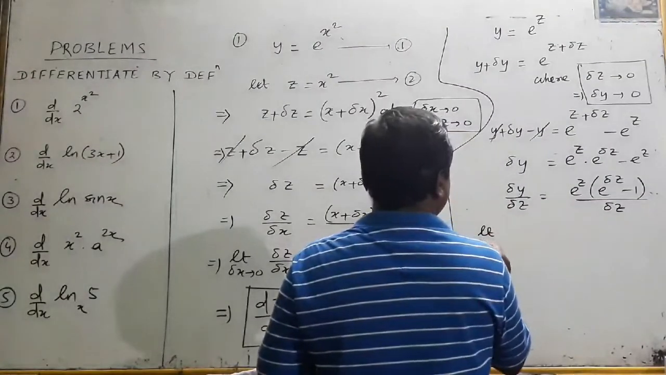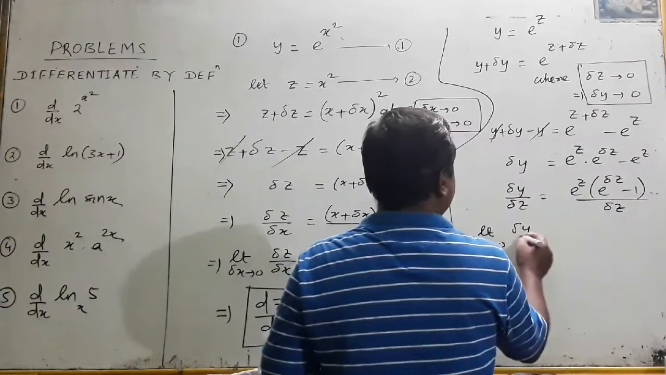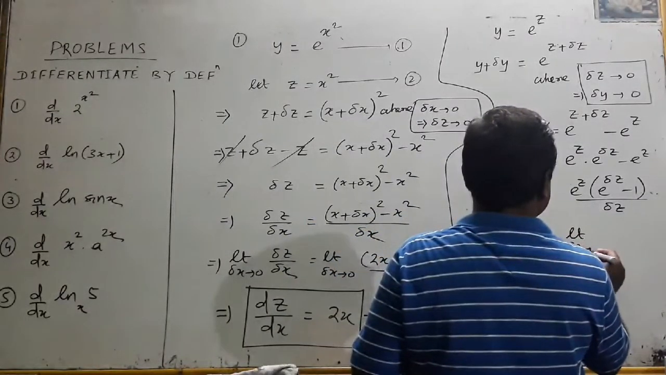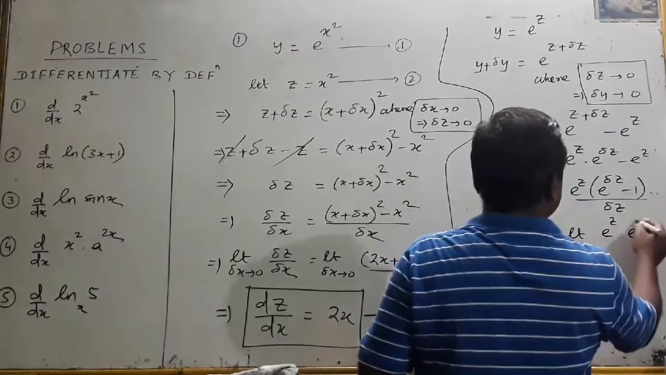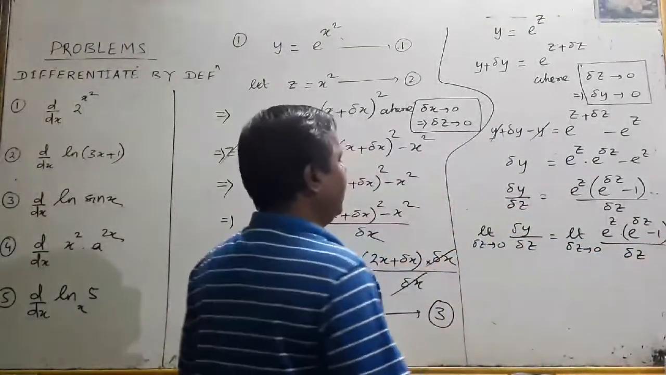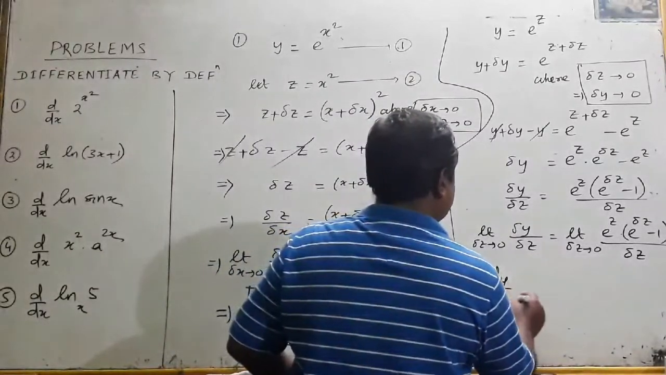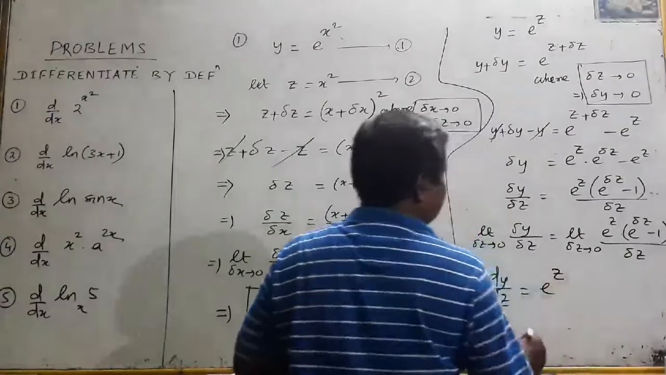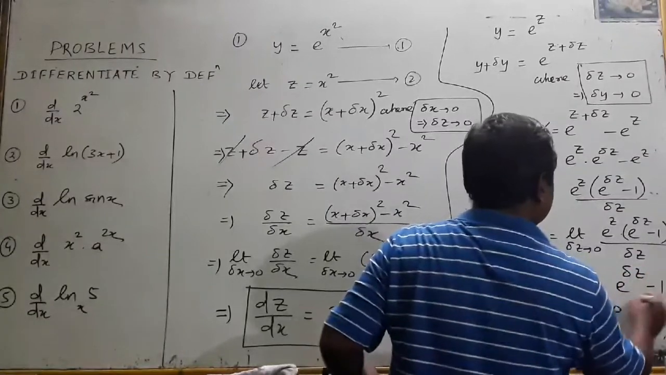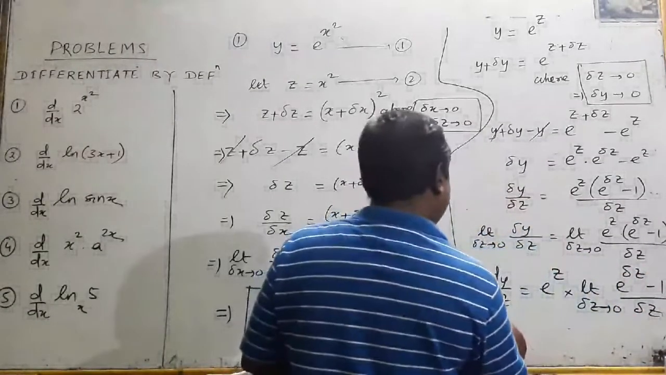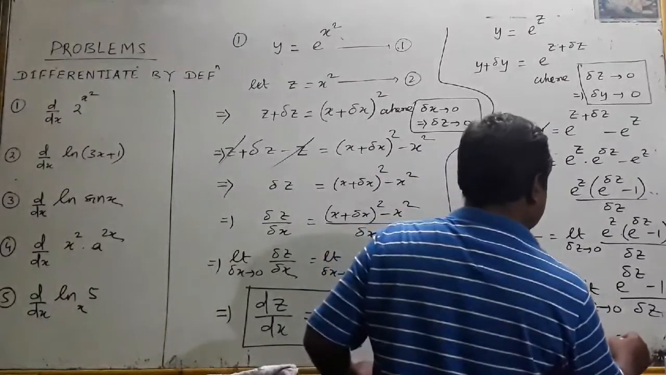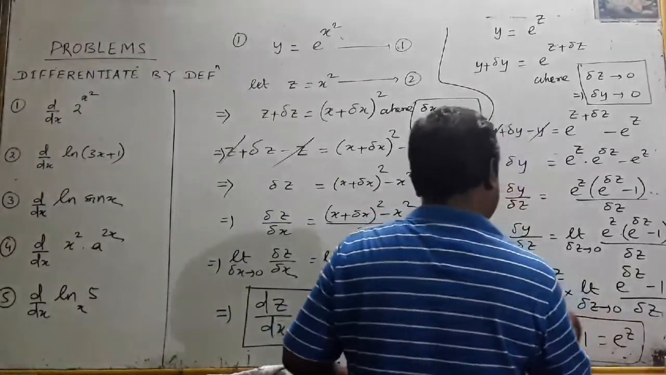So taking limit delta z tends to 0, delta y by delta z becomes limit delta z tends to 0 of e to the power z into (e to the power delta z minus 1) by delta z. So it becomes dy by dz. dy by dz is equal to e to the power z into limit delta z tends to 0 of (e to the power delta z minus 1) by delta z. So dy by dz is equal to e to the power z into 1, that is e to the power z. So putting it in this box.